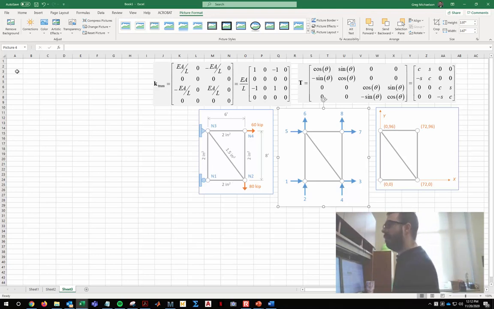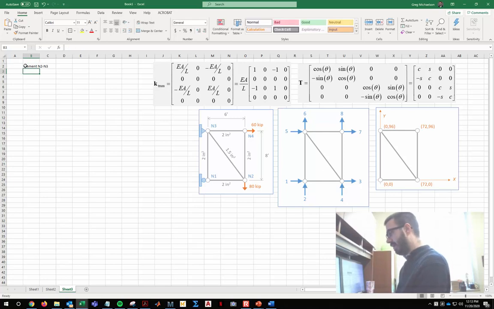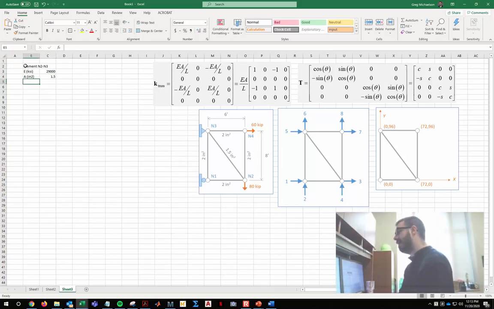So let's take the member. So we're talking about element N3. Okay, so we know the E value is 29,000. We know the area of the diagonal is 1.5. And now, in order to determine the length, one of the things I had introduced in class was a change in X and a change in Y.